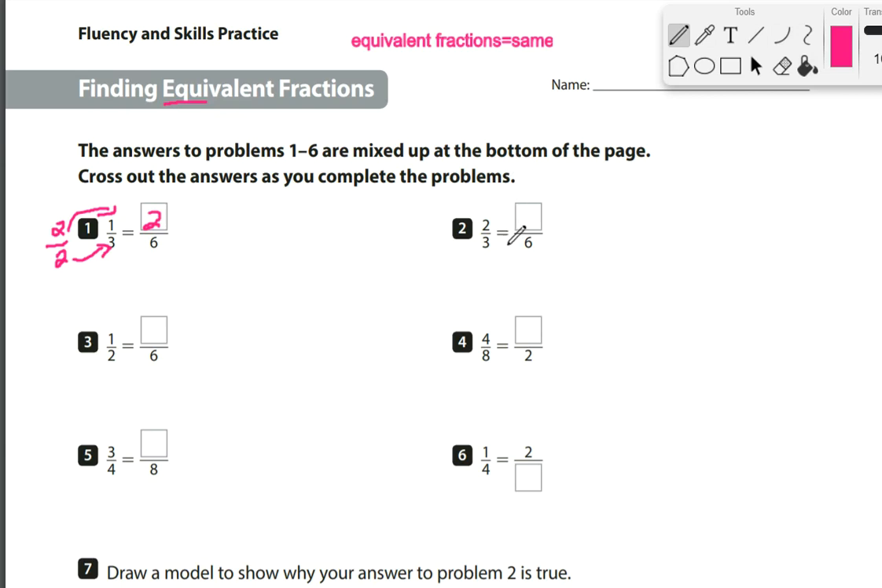Let's go on to number 2. We have 2/3 is equal to something sixths. So again, I'm looking at the relationship between my denominators. 3 times 2 is 6. I'm afraid I'm not going to be able to write it in neatly enough. Ha! 3 times 2 is 6. And so I've multiplied the bottom by 2, I must multiply the top by 2. 2 times 2 is 4.